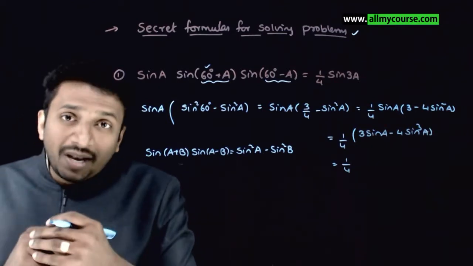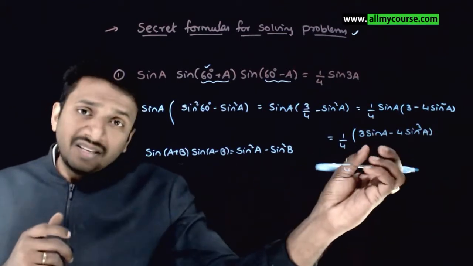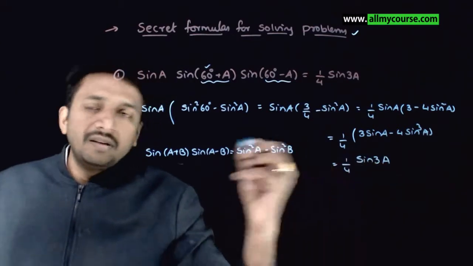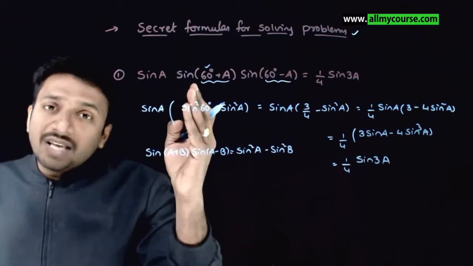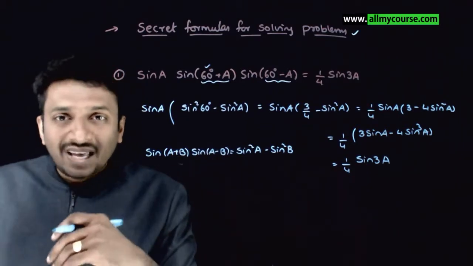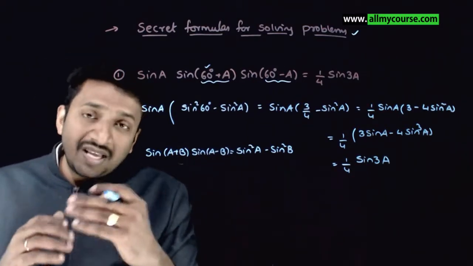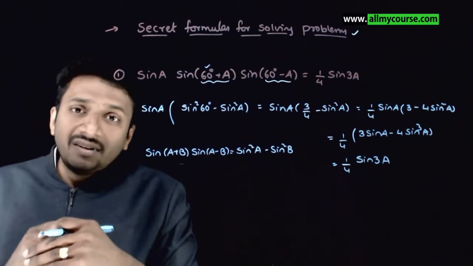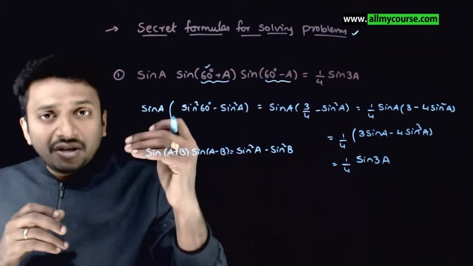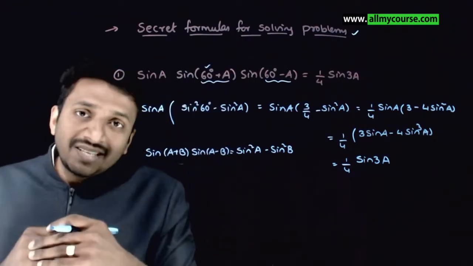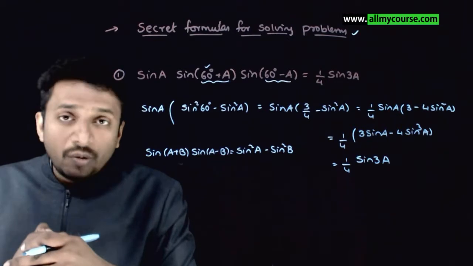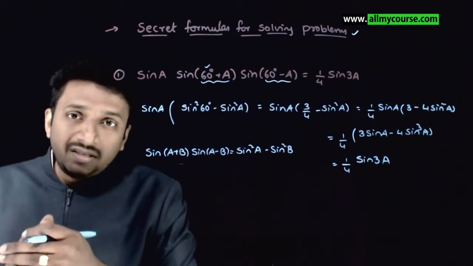In the topic of multiple angles, we have seen that 3 sine A minus 4 sine cube A is the formula for sine 3A. So sine A into sine 60 plus A into sine 60 minus A is equal to 1/4 of sine 3A. In the same way, you can derive the formula corresponding to cos and tan also. Once you derive cos, if you divide the first equation and second equation, you get the formula for tan. So I hope you have understood the first 3 secret formulas.